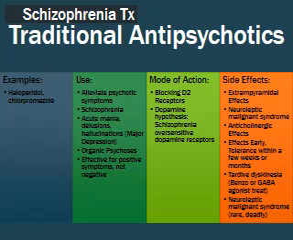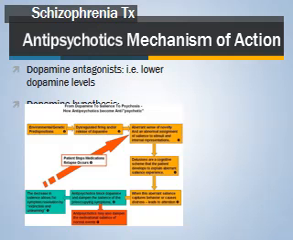The most important, there are a few side effects, so remember 3. Anticholinergic, that's you're not peeing, dry mouth. Extrapyramidal, that's motor stuff. And then neuroleptic malignant syndrome, which is the rapid onset of motor and autonomic symptoms that can be fatal. So what is the mechanism of action? Well, we talked about it. It's a dopamine antagonist, so it lowers dopamine levels, and this is most helpful for positive symptoms.